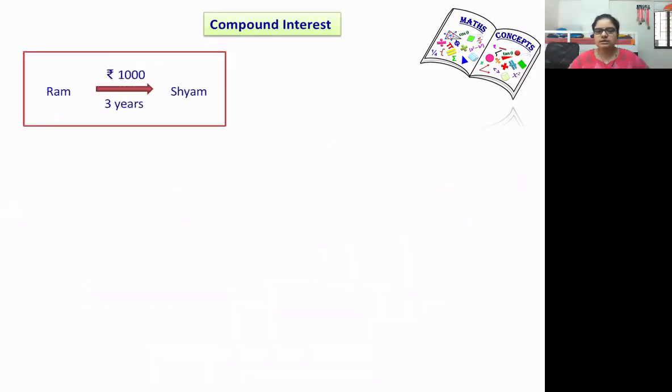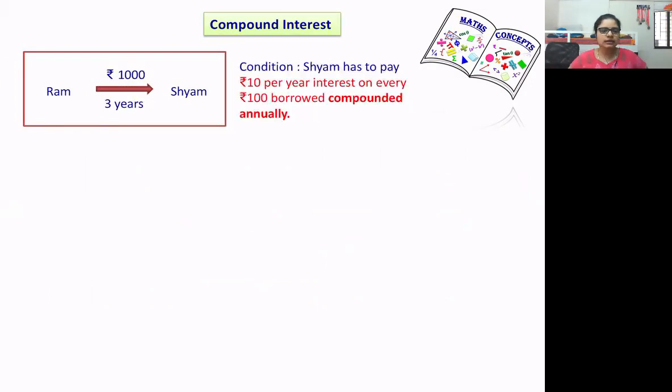Sham wants to borrow a certain amount, say 1000 rupees, from Ram for 3 years. As usual, Ram wants some benefit out of it. He'll not give 1000 rupees just like that, right? So he says, on one condition I'll give you 1000 rupees for 3 years. The condition is Sham has to pay 10 rupees per year interest on every 100 rupees borrowed, compounded annually.